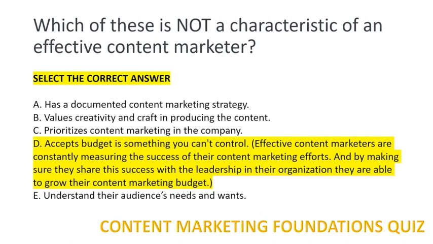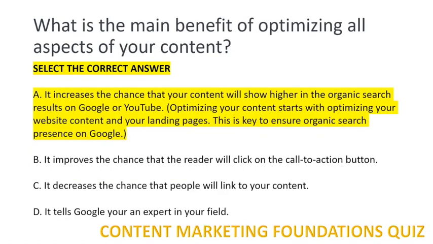Effective content marketers are constantly measuring the success of their content marketing efforts. And by making sure they share the success with the leadership in their organization, they are able to grow their content marketing budget. What is the main benefit of optimizing all aspects of your content? A. It increases the chance that your content will show higher in the organic search results on Google or YouTube. Optimizing your content starts with optimizing your website content and your landing pages. This is key to ensure organic search presence on Google.